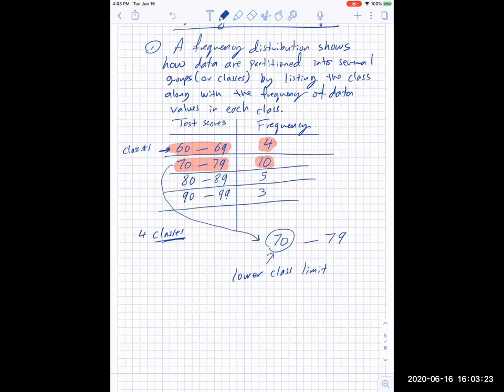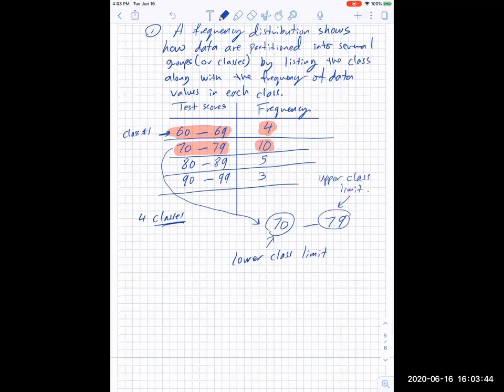All right, so we go back to this class here. It has a lower limit and has an upper limit, the upper class limit. Okay, it has a beginning, it has an end. So if you have a test score that is 70, 70 will go into this class. 79 will go into this class, all the way from 70 to 79.